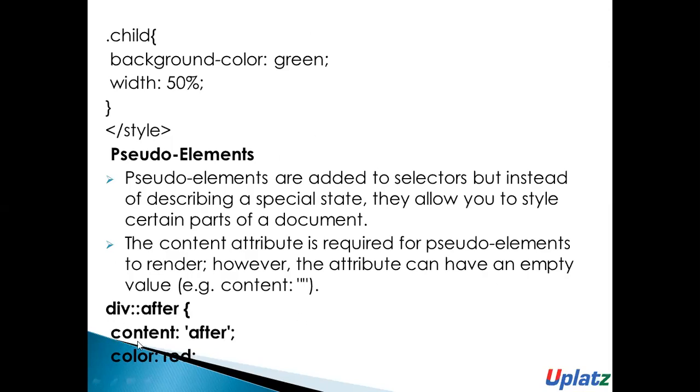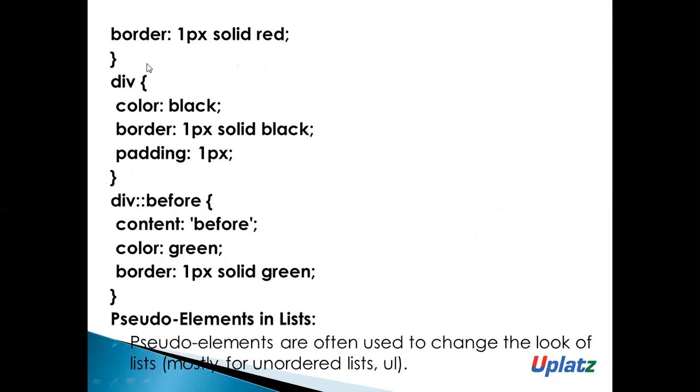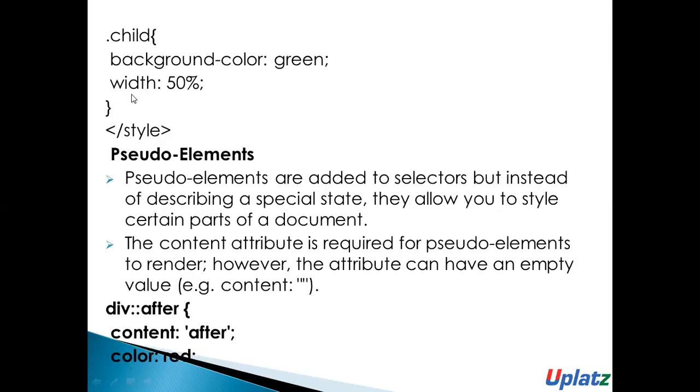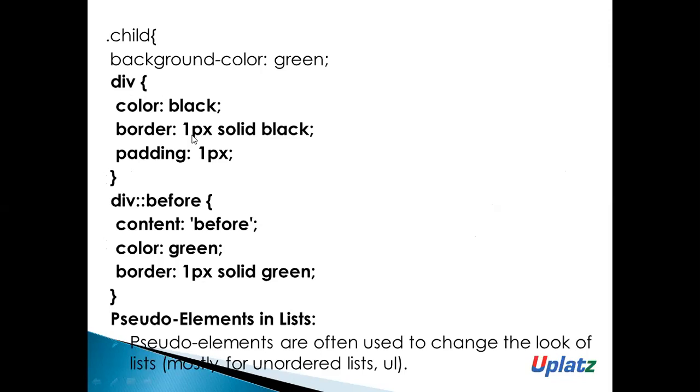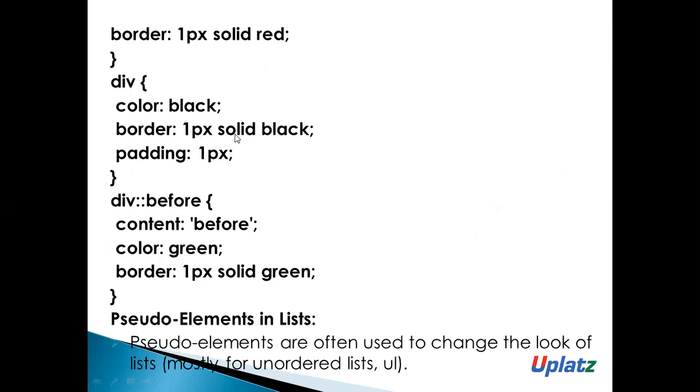So div after content, I have color red. So border would be 1px solid red. So next is div color black, border is 1px solid black, padding is 1px.